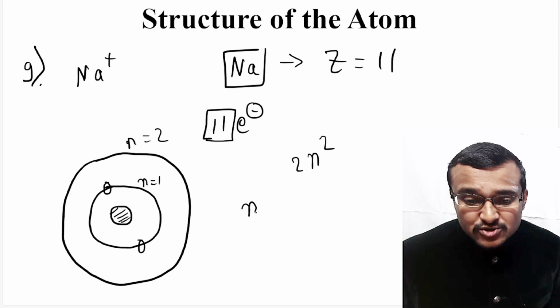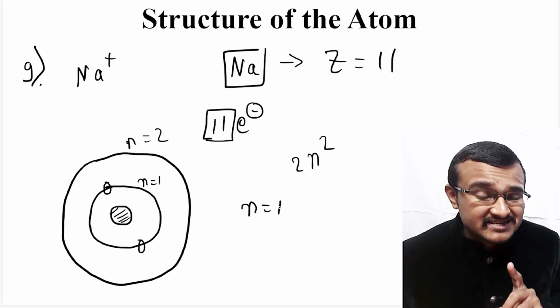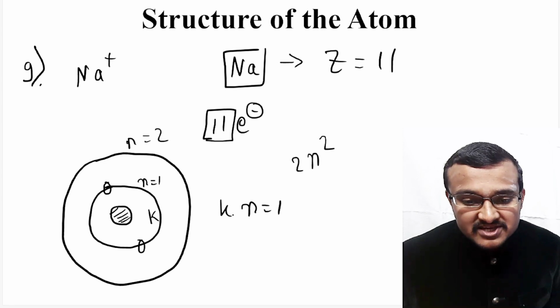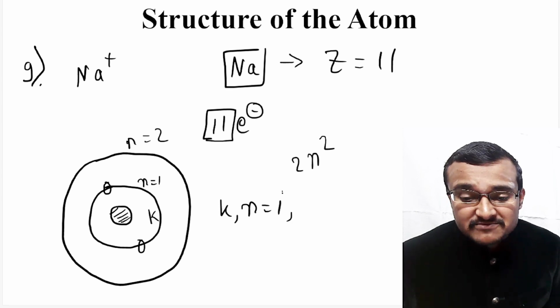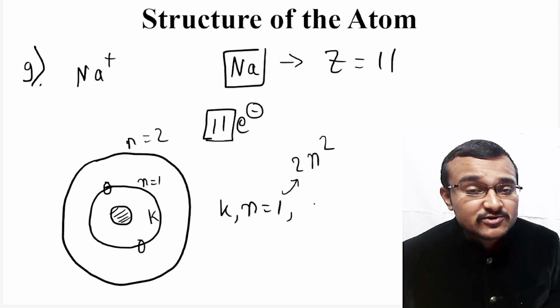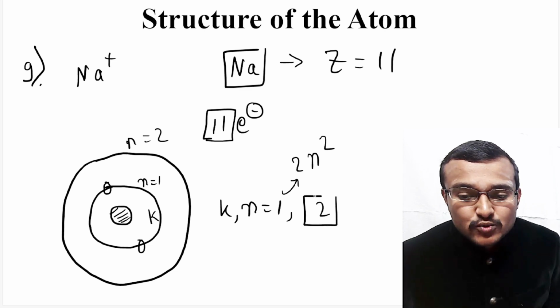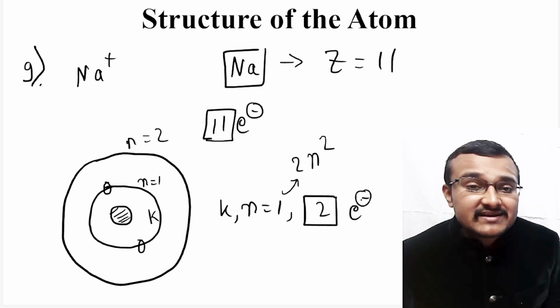So if you consider n equal to 1 energy level, that is the first discrete orbit, the K shell, then in the K shell n is equal to 1, and if you substitute this 1 in this formula, it will be 2 of 1 square. So that is 2. That means a maximum of 2 electrons are possible in the K shell.